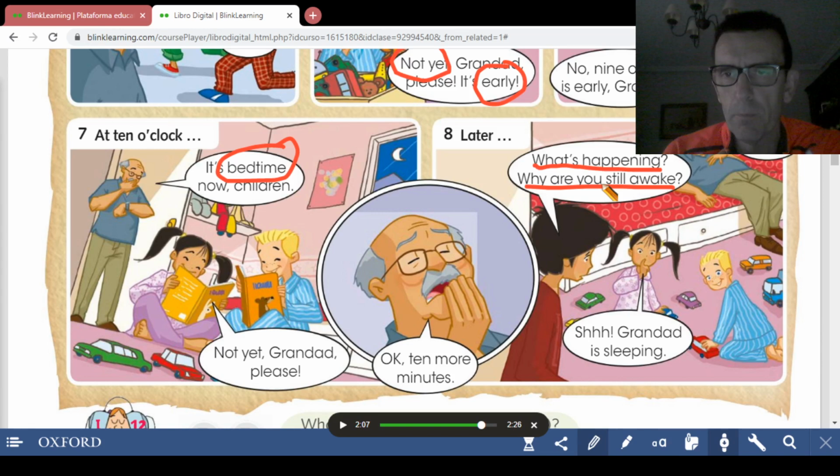Shh. Grandad is sleeping. Well, no more words. It's very easy. So after writing the vocabulary, if you need to stop the video, you stop the video and you write with calm the new vocabulary in the notebook.